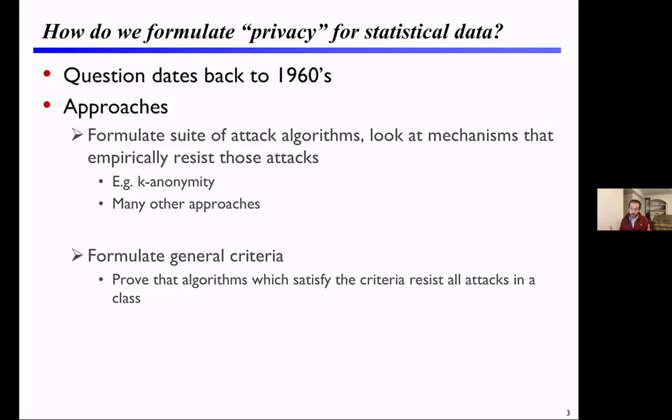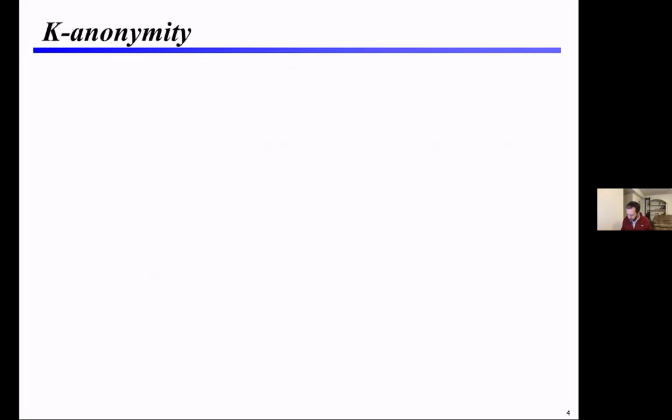The second approach, which is the one we're going to prefer in the class mostly, is to formulate general criteria for what it means to protect privacy, and prove that algorithms that satisfy these criteria resist all the attacks we would want to prevent. And then also try to design algorithms that satisfy these criteria. So that's where we really want to go with the class. But before we get there, it helps to see what goes on a little bit with this first approach. Okay, so a good example is k-anonymity.